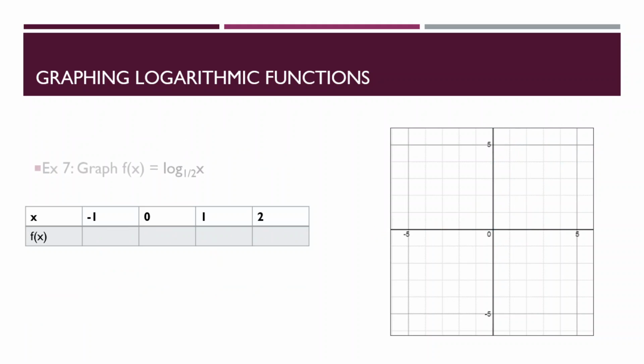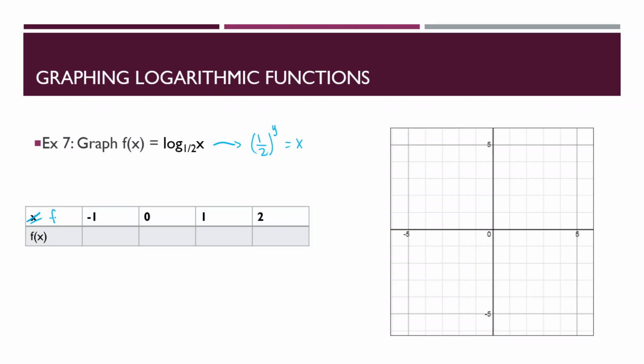All right, let's do one more of those. Let's say we're going to take the base of 1/2. So really what I want to do is think about this as 1/2 to the y equals x. And so what I want to do is pick y values, and figure out what the x would be to go along with it. So if y is -1, then I will have 1/2 to the -1, which is 2. So my x of 2 gives me a -1.